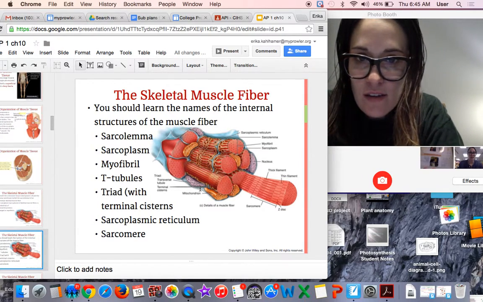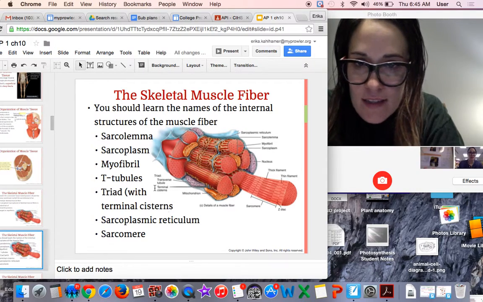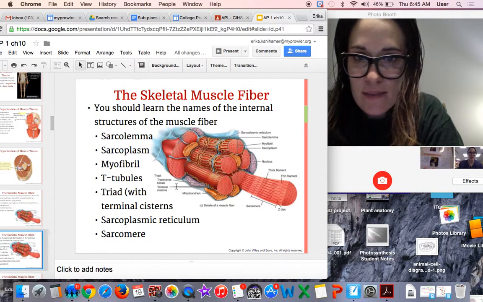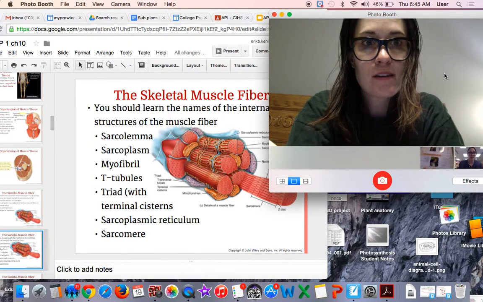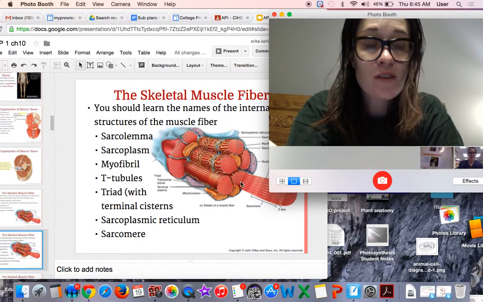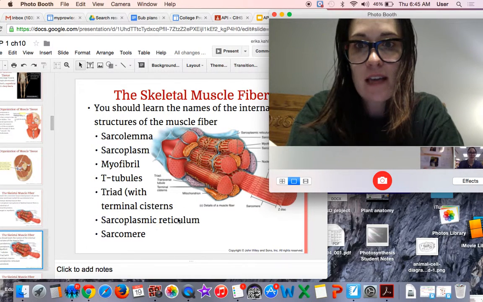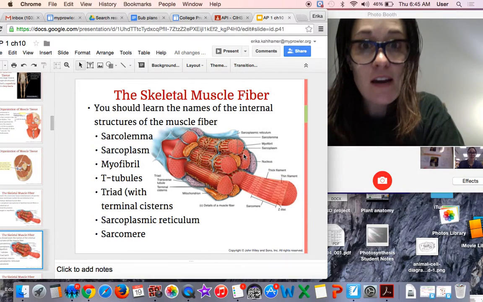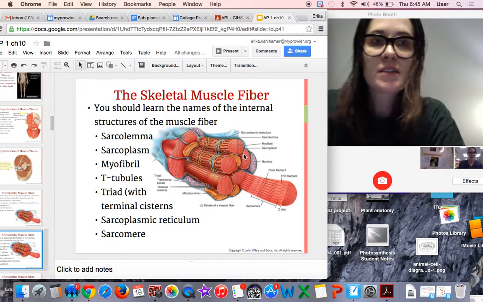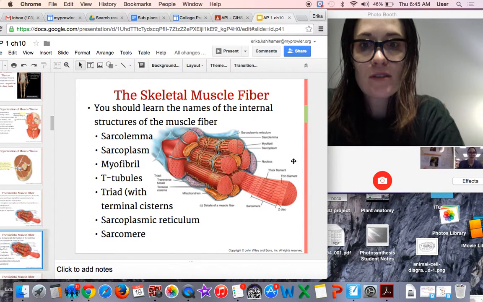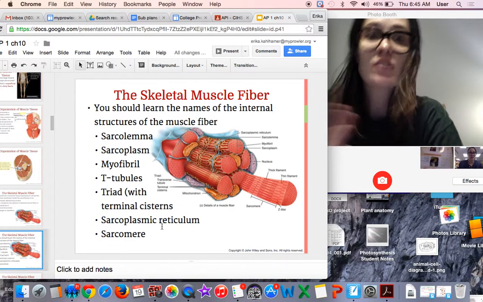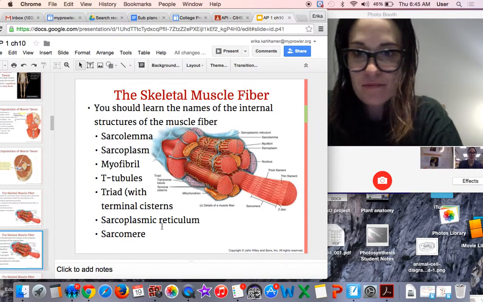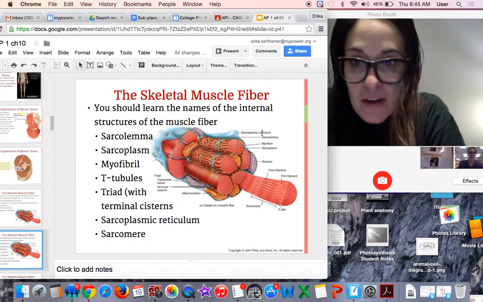You also have these things called T-tubules. You can kind of see it in this image, and triads. This is important. It's going to send some ions through the muscle cell to make the muscle contract. And then the ER, remember we're learning about the ER in the cell. The ER of a muscle cell is specifically called the sarcoplasmic reticulum instead of the endoplasmic reticulum. And we can see that up there.